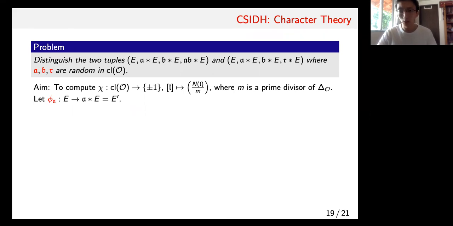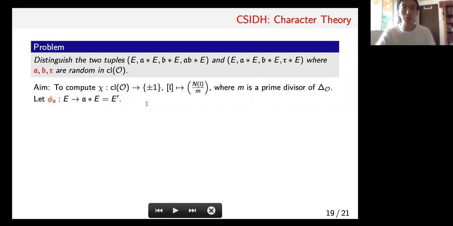quadratic field. So I'm going to skip a lot of details because I think you're going to see this presented in crypto, and I look forward to that. So I'm just going to give you a skeleton of the attack. Why does M have to be a prime? I'm going to leave that for the crypto talk. And we're going to let phi A be this isogeny.